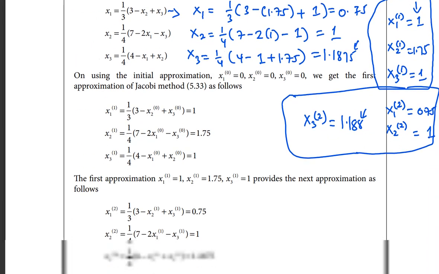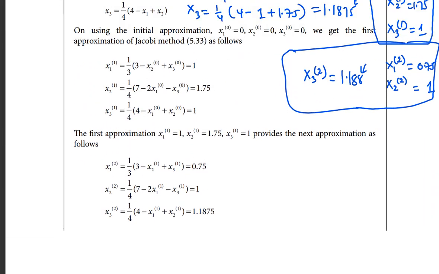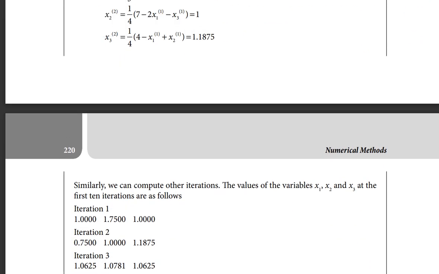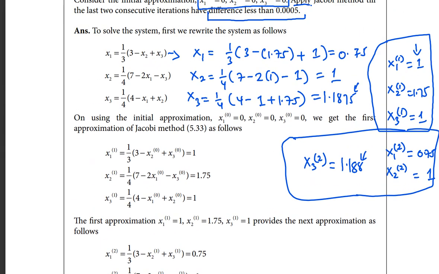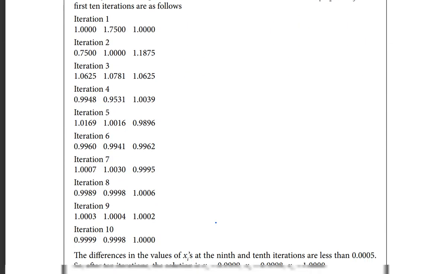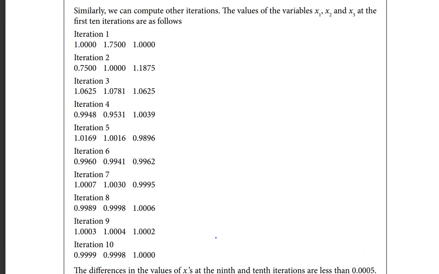So you are going to continue iterating, using the same procedure that we used, till we get the value where the difference between the last consecutive iterations is less than 0.0005. If you look at what I have here, the iteration process was continued. This is the first one, then the second iteration, the third, the fourth, the fifth, all the way to the 10th iteration. So you iterate till the difference between the last two consecutive iterations is less than the stated limit.